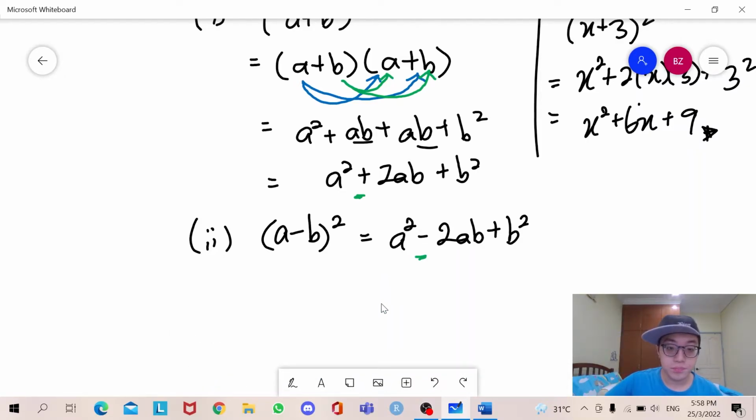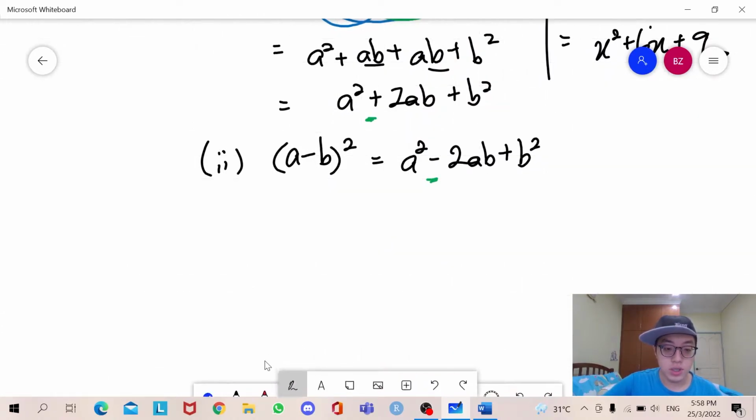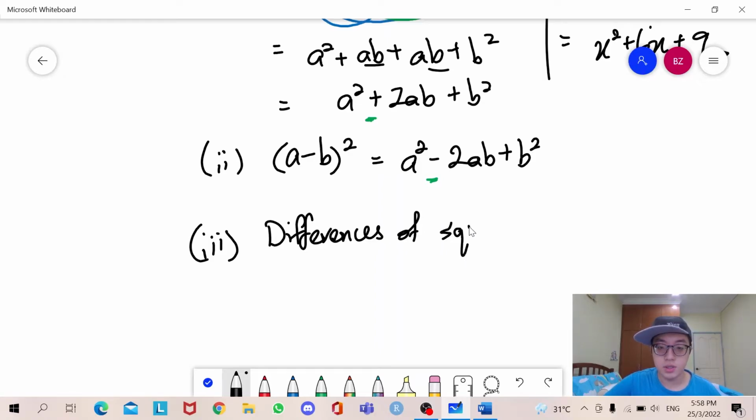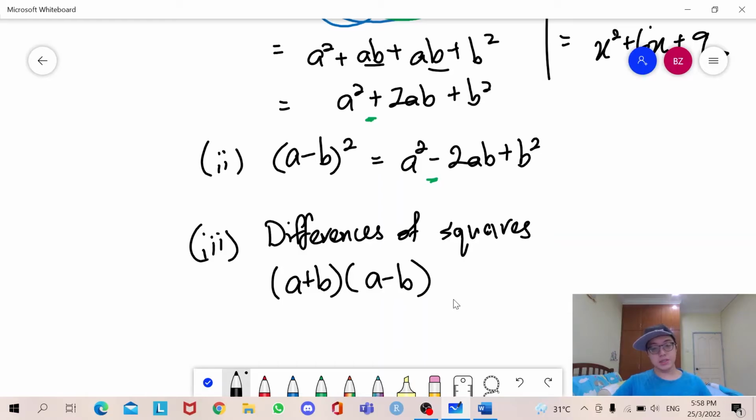So the third one I'm going to introduce to you is the difference of squares. So what is the difference of squares and why is it so special? We have (a plus b) and (a minus b). You might see this as a mixture between the first one and the second one, one of each, but this has a shortcut to a squared minus b squared. So this is very important that you must remember.